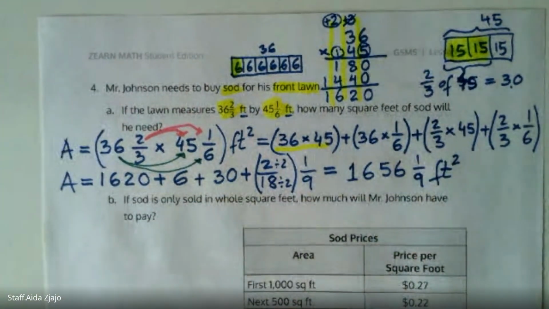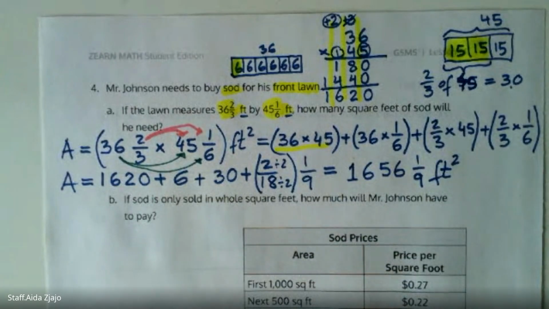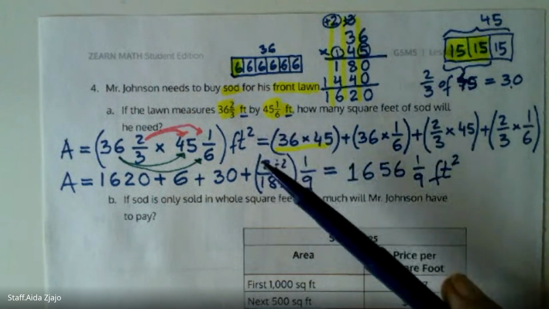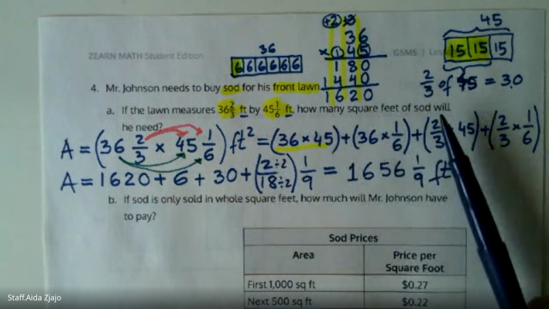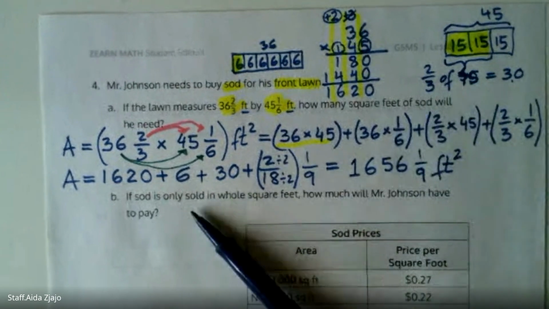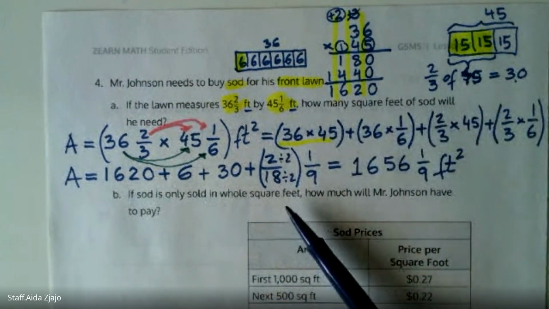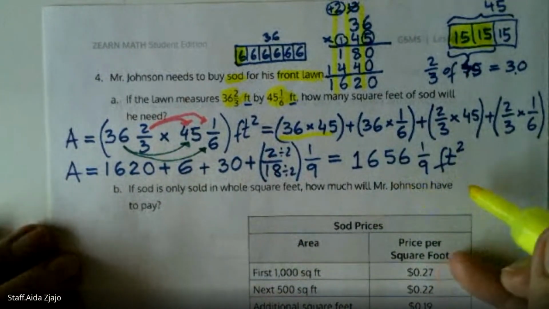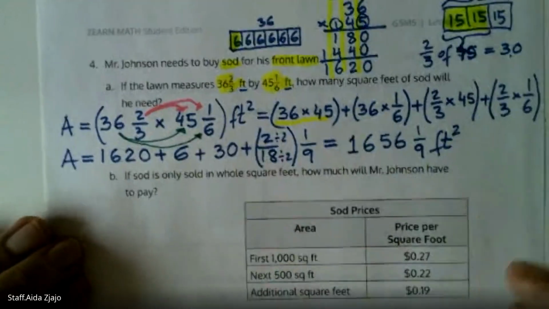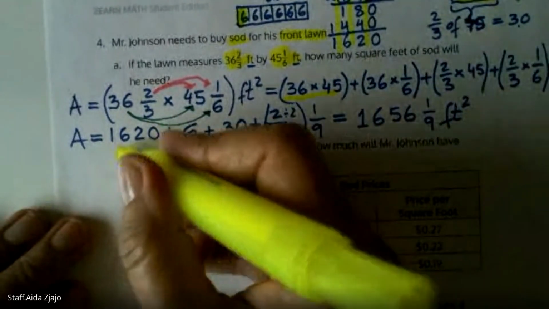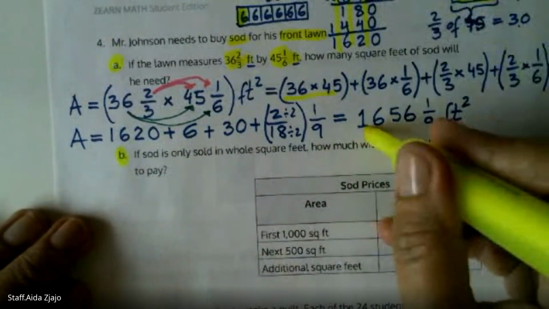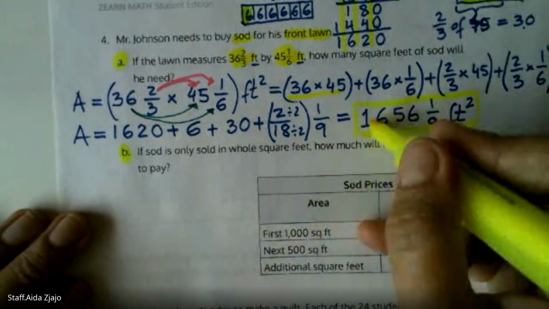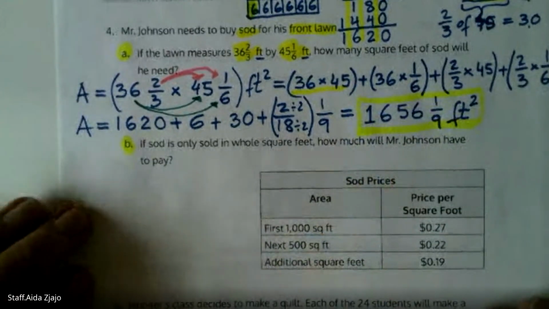And that is the area of his lawn for the sod. If sod is only sold in whole square feet, how much will Mr. Jones have to pay? Now that's problem B. The A, we solved it. This is how many square feet of lawn he has.